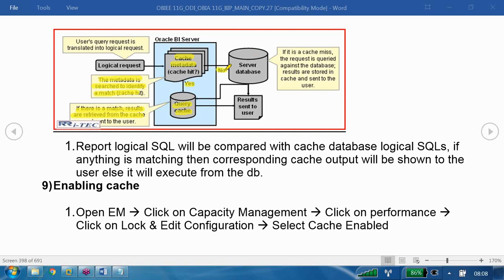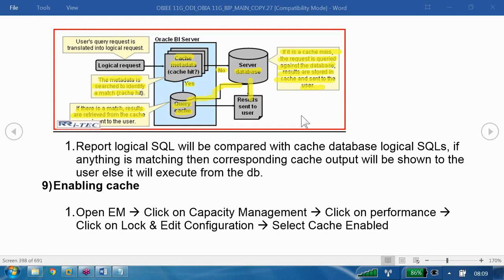If there is no match found, where will it go? It will go to the database attached to the connection pool. If it is a cache miss, the request is queried against the database, and the results are stored in cache and sent to the users. It will execute in the database, and for future reference it stores the results in the cache, and also shows them to the user. This is the architecture.